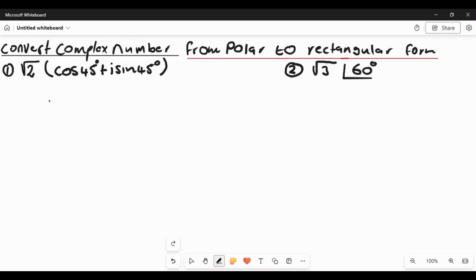Today in this video we'll be doing the following two problems that you see here. I'm going to add another one, so watch this video to the end. In this video we'll be converting complex numbers from polar to rectangular form. Before I start, pause this video, do these two problems, and see if you are able to get the correct answer.